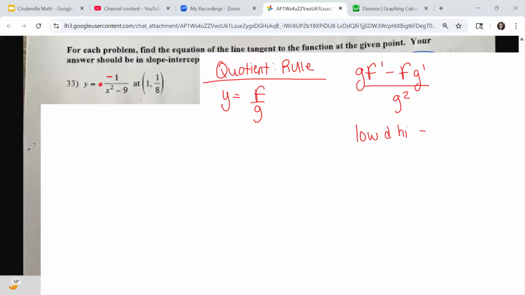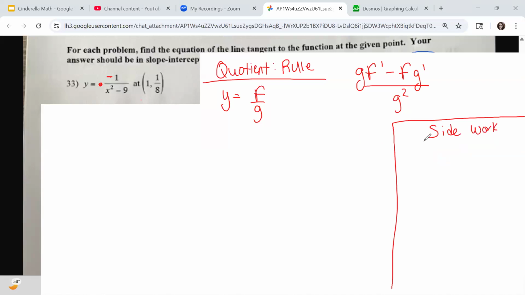Okay? I like to do side work on this. What I mean by side work is I literally draw a section on my paper and I call it side work. I just separate it off because it's not actually part of the problem, but it's some work I need to do the problem. So the top function is f. So the top of our fraction is -1. What's the derivative of that? Nothing. The bottom function is g, x squared minus 9. What's the derivative of that? 2x. That is our side work.